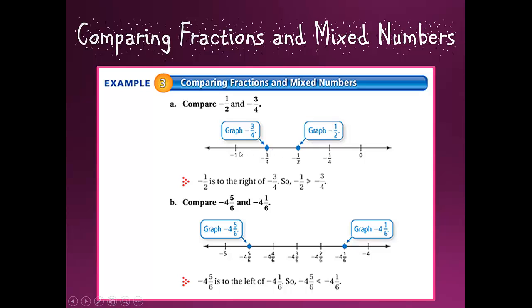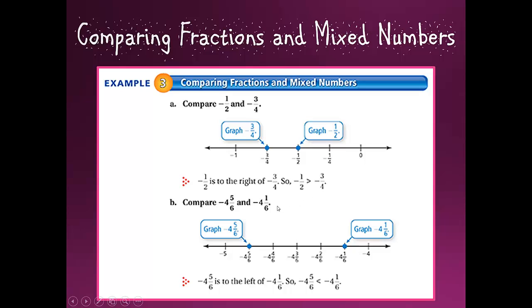As our numbers are going to the left, they get smaller. As our numbers go to the right, they get larger. Negative 1/2 is to the right of negative 3/4. So negative 1/2 is greater than negative 3/4.